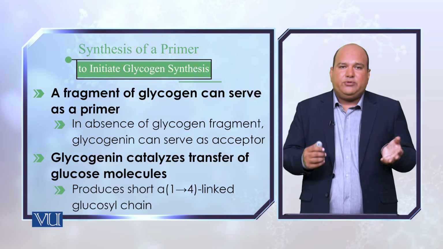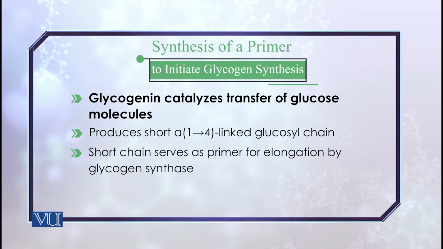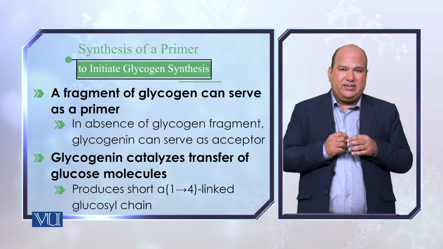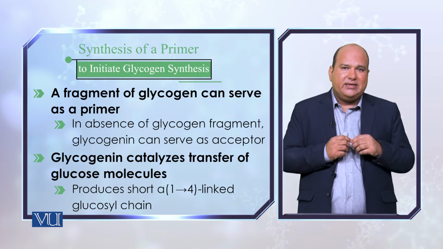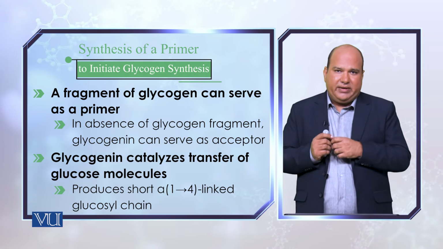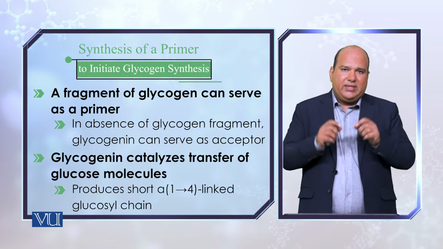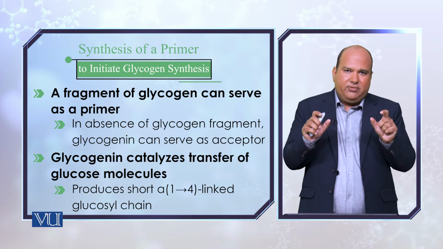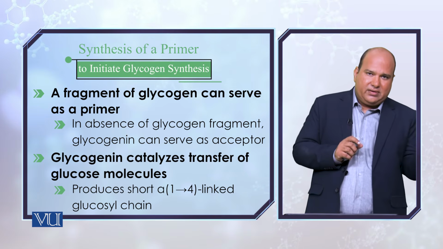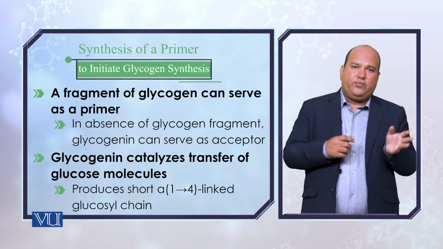But what if you do not have any fragment of those glucose residues? Then at that time, another molecule known as glycogenin is involved in the formation of that fragment. So, the glycogenin molecule is involved in the formation of that short fragment which will act as a primer for the elongation of the molecule of glycogen.